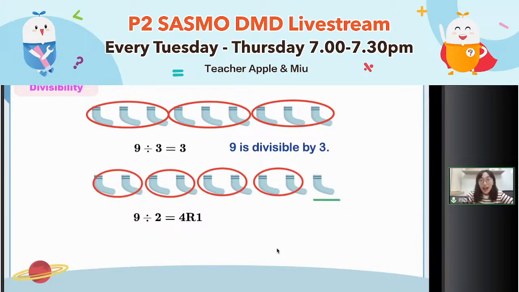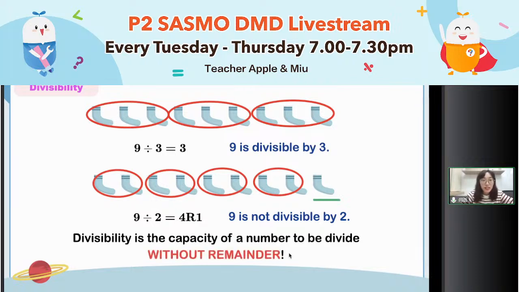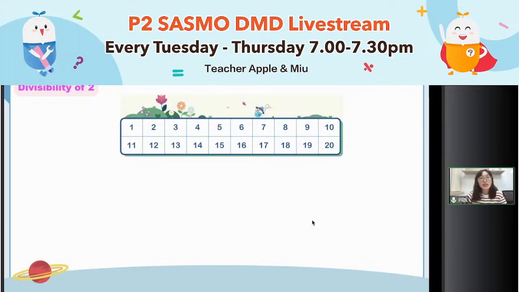So in this way, actually we can say 9 is divisible by 3. 9 is a multiple of 3, but 9 is not divisible by 2. Understand? Be more careful. This is the meaning of divisibility. Okay, so here you see, divisibility is the capacity of a number to be divided without remainder. Now, following this, what about divisibility of 2? Actually, Teacher Apple already introduced it, right?